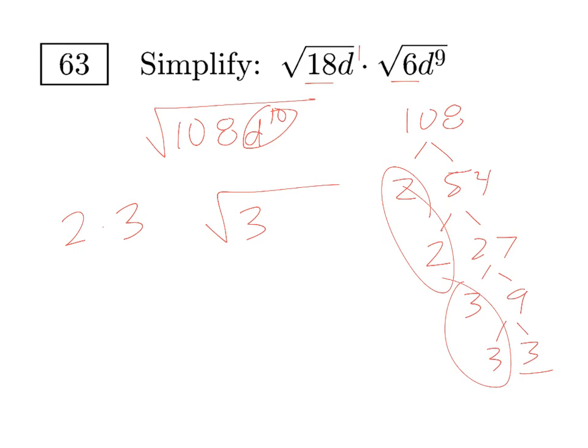10 d's. So if I have 10 d's, how many pairs of d's do I have? I have 5 pairs. So I'm going to pull out 5 d's. And there's none that are going to be left inside. So it's just going to be 6d to the 5th, and then the square root of 3. Done.